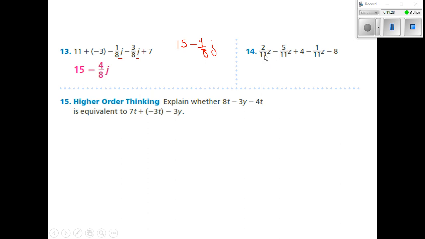Next, we've got 2 over 11z minus 5 over 11z plus 4 minus 1 over 11z minus 8. And we see that we go ahead and combine our z's all together. They're all the same variable, the like term. So this is 2 minus 5, that's negative 3. Negative 3 minus 1 is negative 4. This is going to be negative 4 over 11z. And now the numbers are left. We got 4 minus 8. Well, that's a negative 4. So answer should be something like negative 4 over 11z minus 4. There we go.